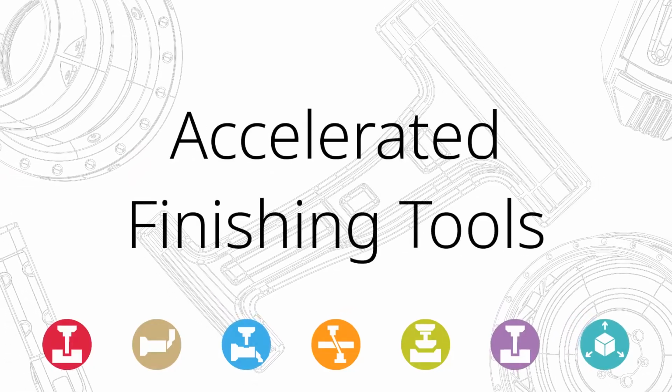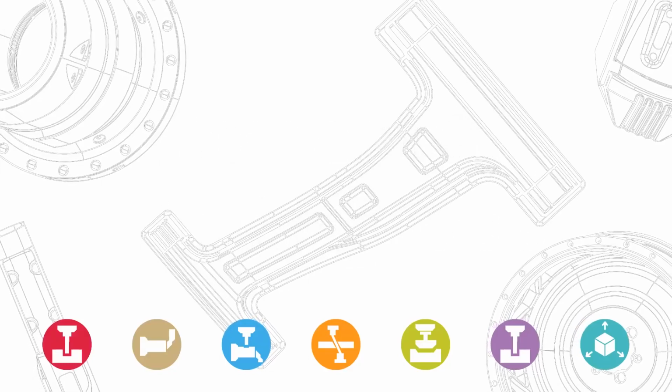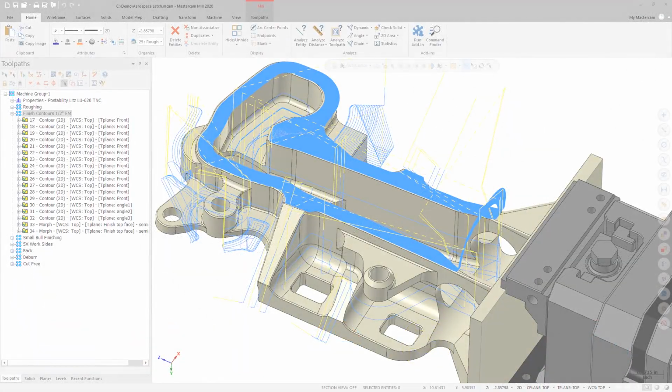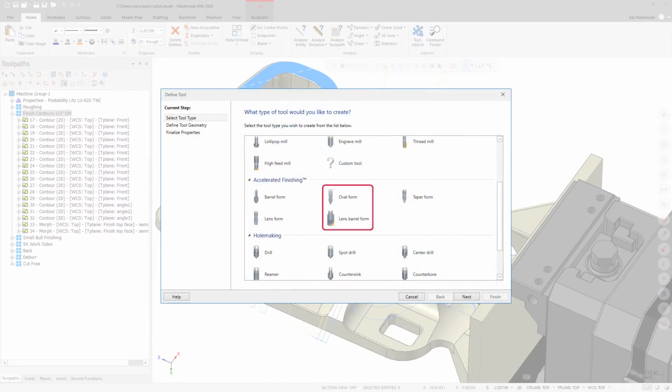Starting in Mastercam 2020, new oval and lens barrel form tools have been added. The oval and lens barrel form tools are listed in the accelerated finishing group.